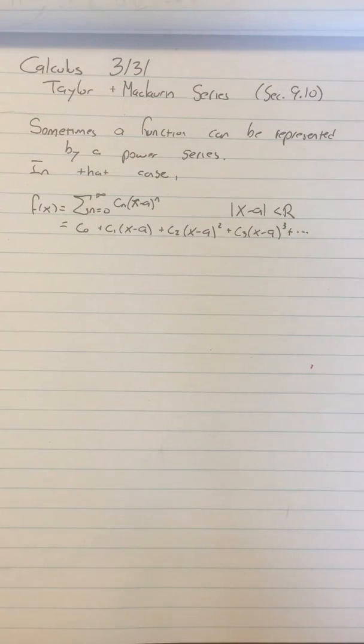Section 9.10, Taylor and Maclaurin series. We have seen that sometimes a function can be represented by a series, like we did one for inverse tangent x. We showed what ln of 1 plus x converges to. So we have lots of different series that converge to specific functions.